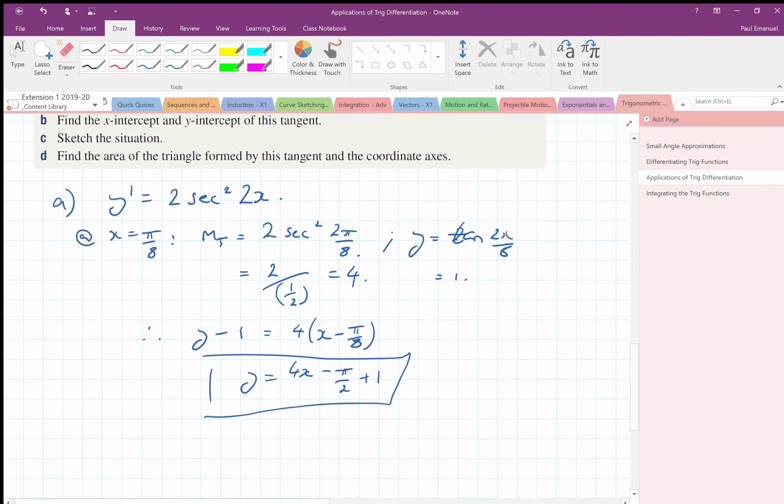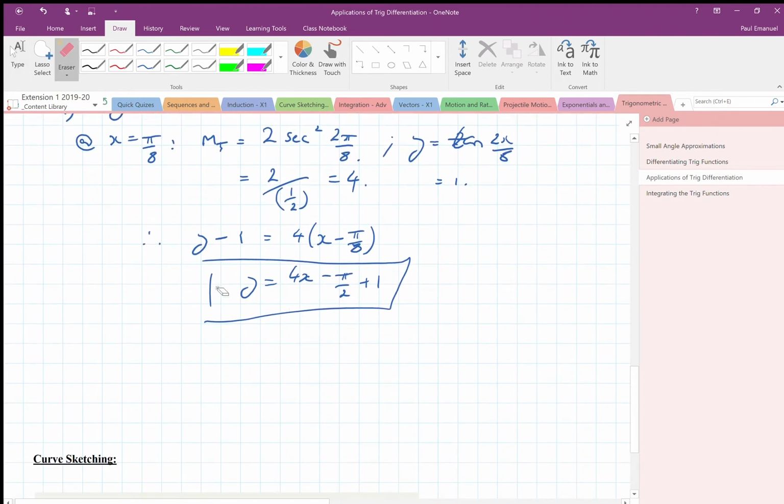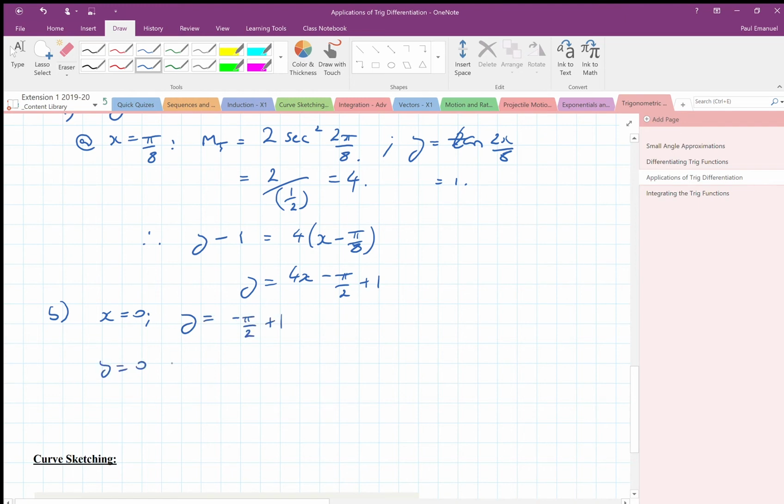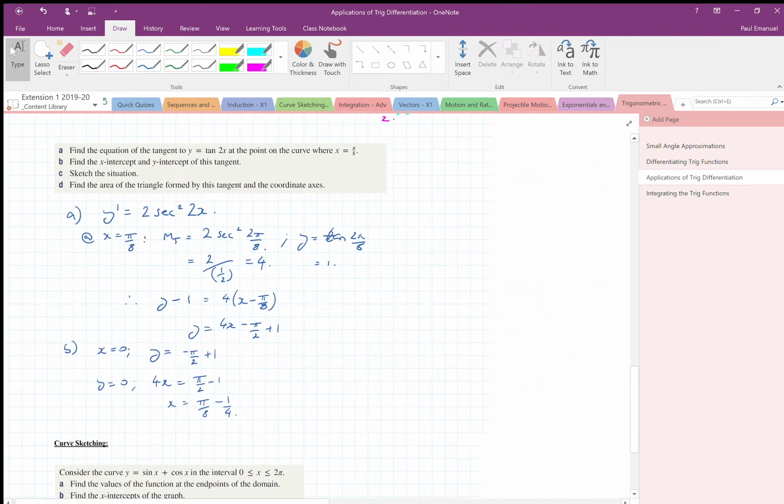Find the x-intercept and the y-intercept. So when x equals 0, y equals minus pi over 2 plus 1. And for y equals 0, pi over 2 minus 1, so x is pi over 8 minus 1 over 4. So that's the x and y intercept.